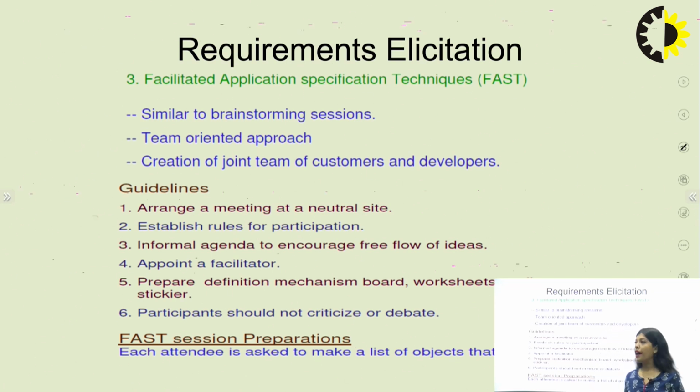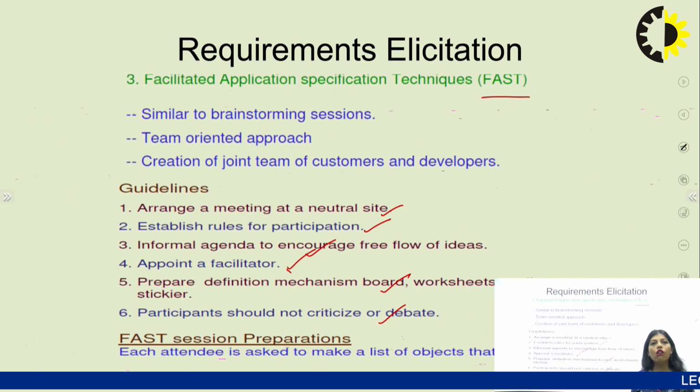So these are some guidelines which we have to follow while we perform the FAST technique. The first is arrange a meeting at a neutral site, establish rules for participation, inform the agenda of the meeting, and we appoint a facilitator to circulate any information, and prepare a definition mechanism board, worksheet, like documentation of the meeting, and participants should not criticize or debate.